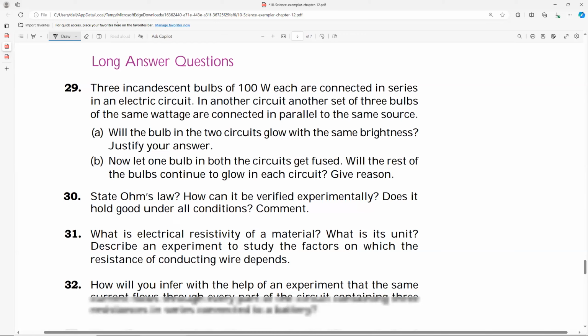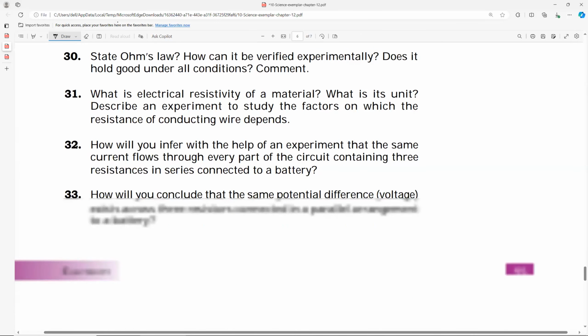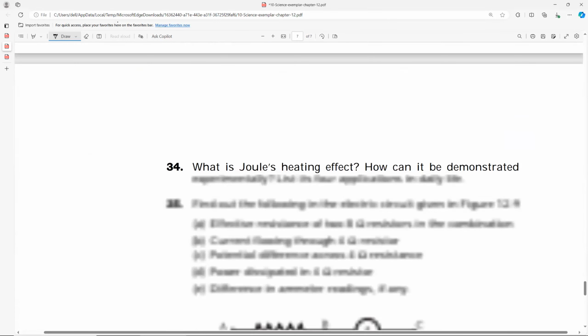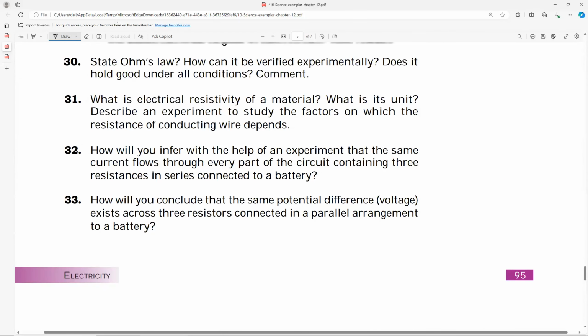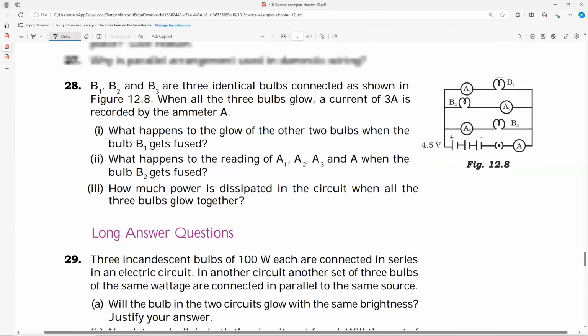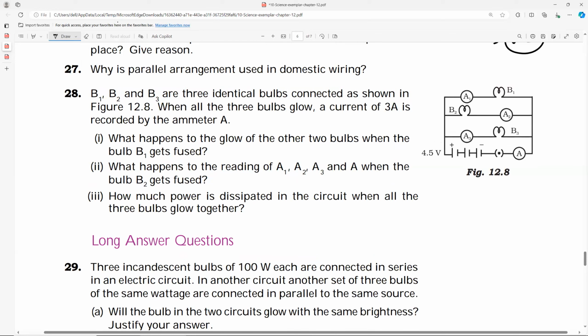Question number 28. Read the question number 28, please.